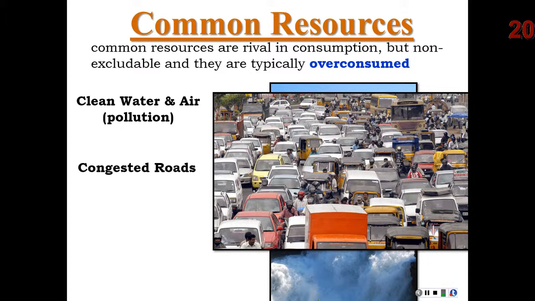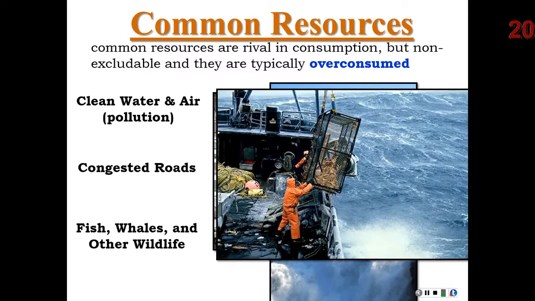Congested roads that aren't toll roads, right? I mean, if there's nothing preventing people from getting on these roadways, right, I have an incentive to try to get on there early and often to try to beat the other drivers. The problem is everybody has that same incentive, and some of these roads in busy places tend to become congested. Okay, fish, whales, and other wildlife, fishing in the ocean and so on, again, are common resources and can tend to exhibit the tragedy of the commons.